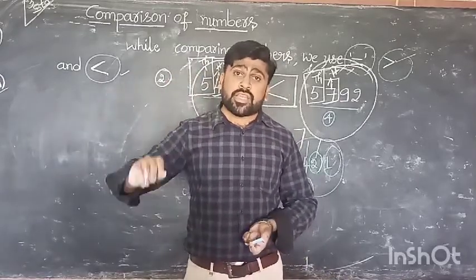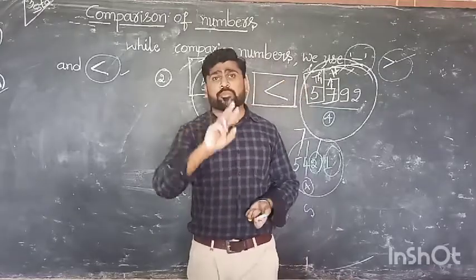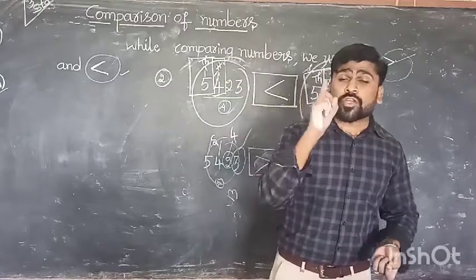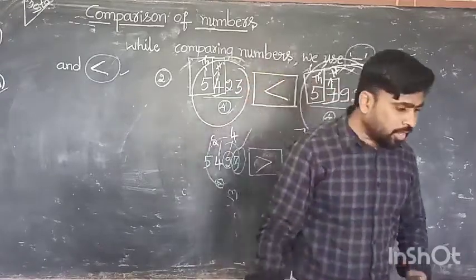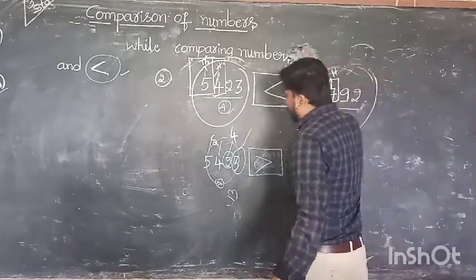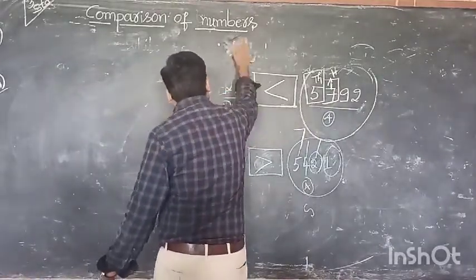Like that, in numbers also, we can arrange the numbers in two types. There are two types of arrangement of numbers. First one is ascending order and second one is descending order.